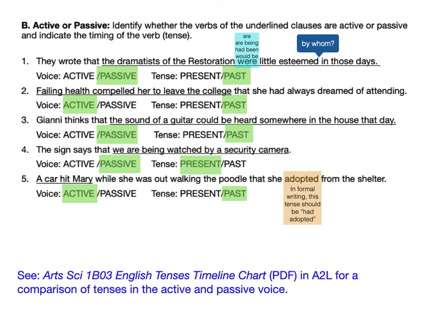You can also have a look at the Arts and Sci 1BO3 English Tenses timeline chart in PDF, and I've listed that in the course shell for our course.